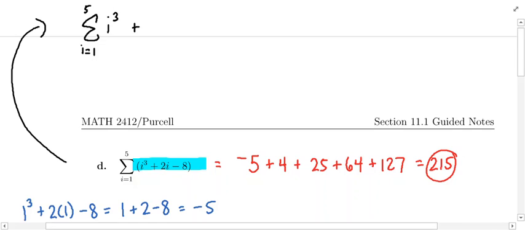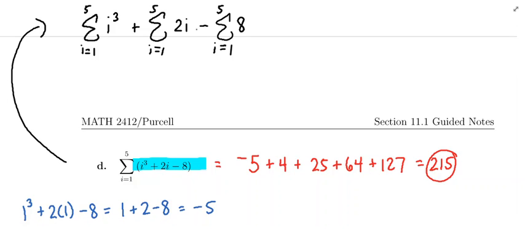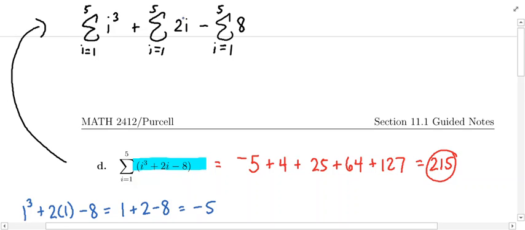whoops, hold on, I skipped a step. So plus the sum from i equals 1 to 5 of 2i minus the sum from i equals 1 to 5 of 8. Remember the subtraction sign is right here. All right, so we know that we can distribute a sigma through addition and subtraction. The next thing I can do here is pull this 2 in front.